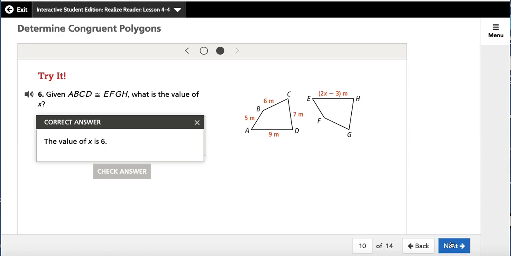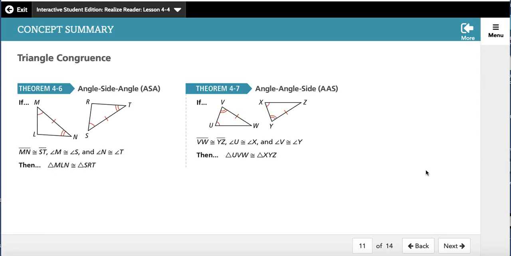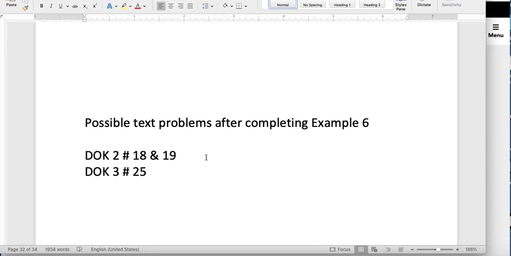This is the last example in the lesson, so let's go to the summary page. In this lesson, we learned about angle side angle and angle angle side. The problems you could do now are 18, 19, and 25.